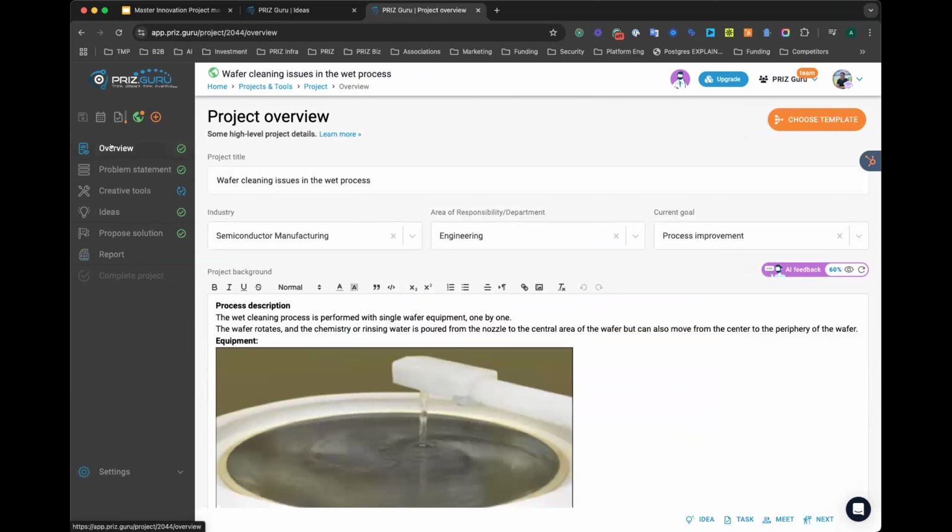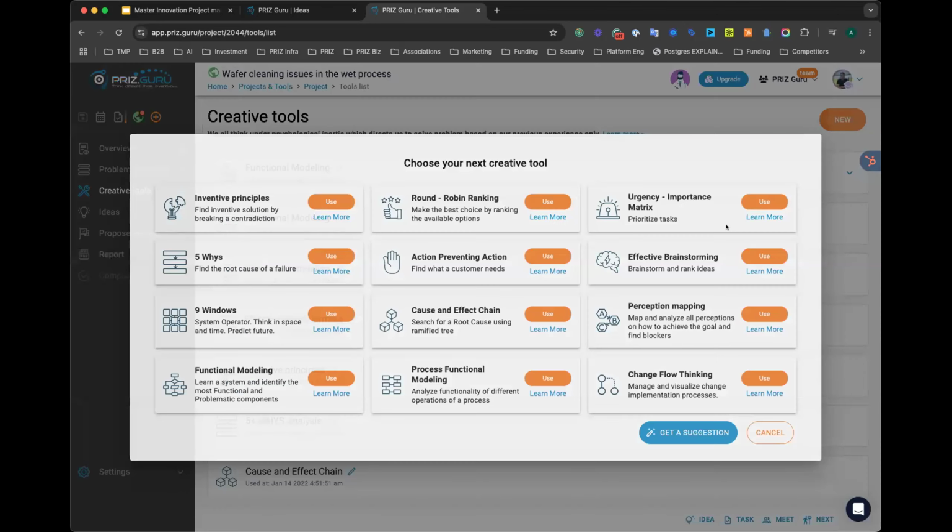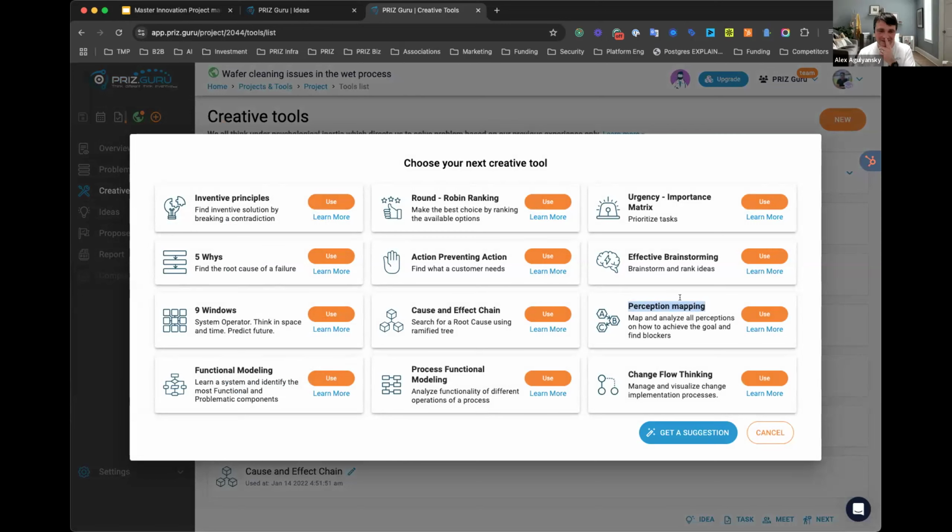I have one question, Alex. In your tool selection, one of the things that I did not see was perception mapping. Is there a particular reason that was not included in the creative... It's on there. Oh, I'm sorry, I just didn't see it. Thank you.